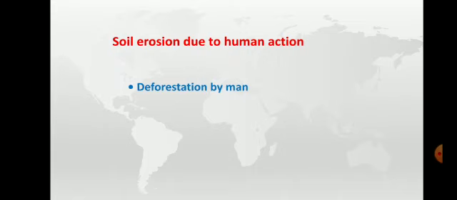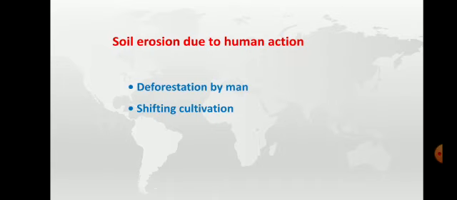Next is shifting cultivation. Shifting cultivation means people used to take one region on the mountain forest, cut down all the trees and put fire to those trees. After that, the remaining ash they used to spread all over and cultivate their crops, without using any fertilizer or manure.